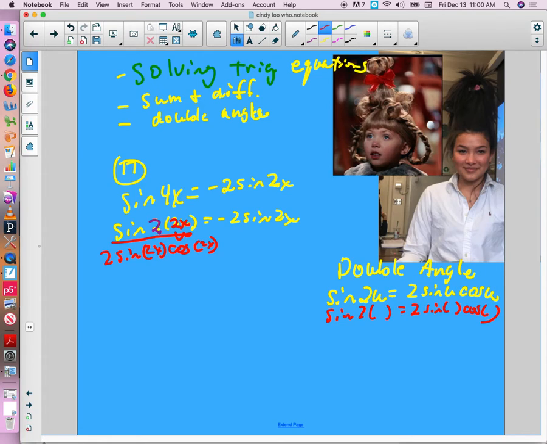Let's pause for a minute and see if you can do another one. What would sine of 6x be? It would be sine of what doubled? 3x. And so I have sine 2u equals 2 sine u cosine u. So if this is 6x, 3x would go right here. Okay?